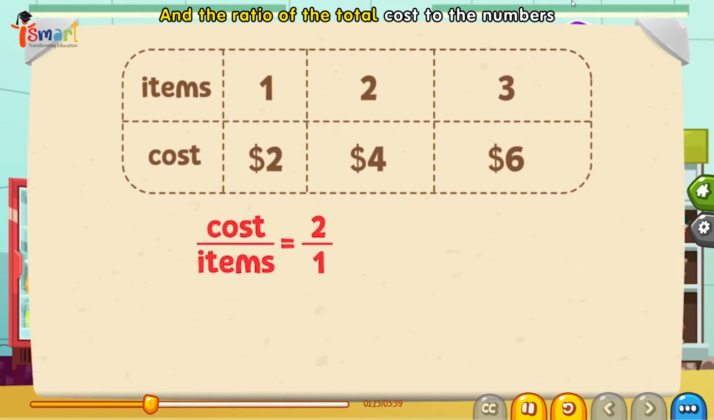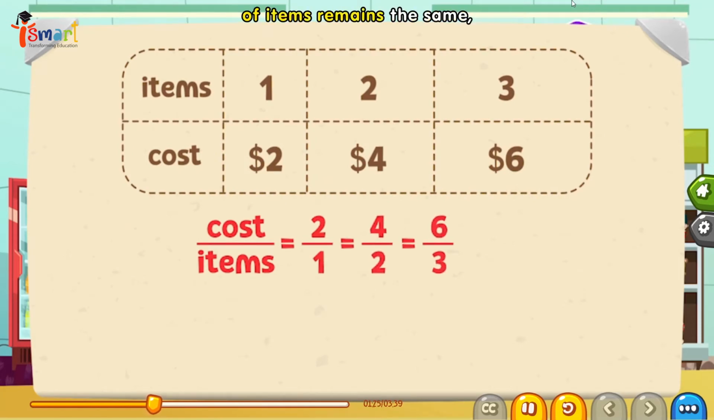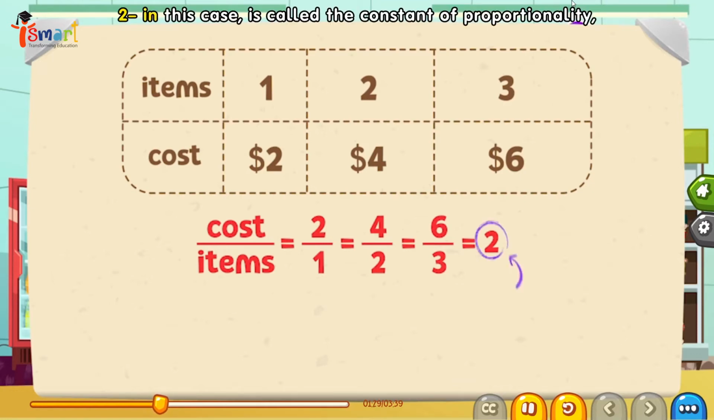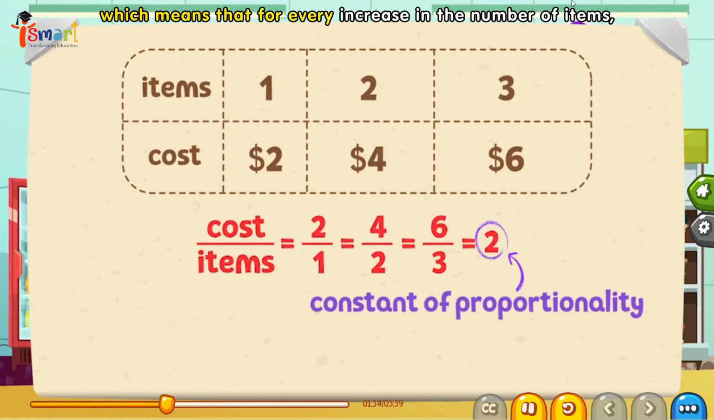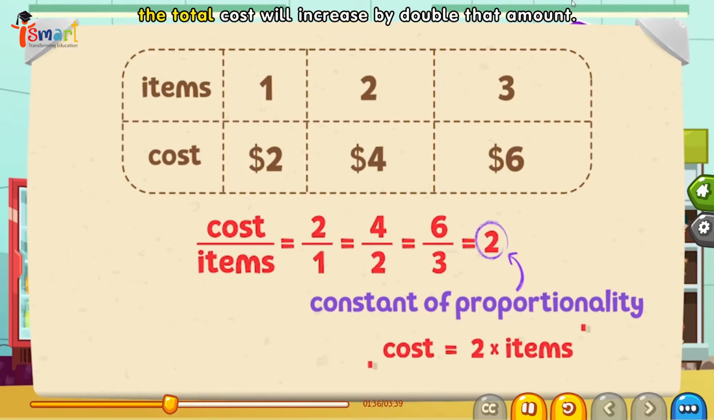And the ratio of the total cost to the number of items remains the same, which is always equal to 2. 2, in this case, is called the constant of proportionality, which means that for every increase in the number of items, the total cost will increase by double that amount.